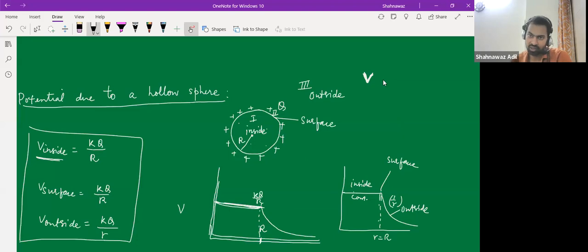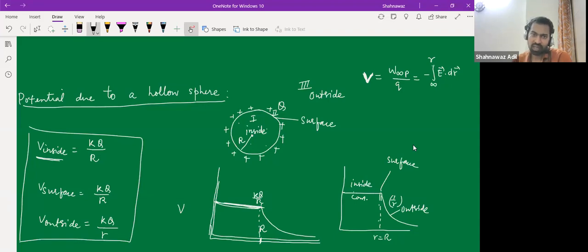Work done in bringing a unit charge from infinity to a point. Yes, this is right. And then this is equal to minus of the integral of E dot dr from infinity to, let's say, point r, whatever we are calculating. Right. This is the integral.